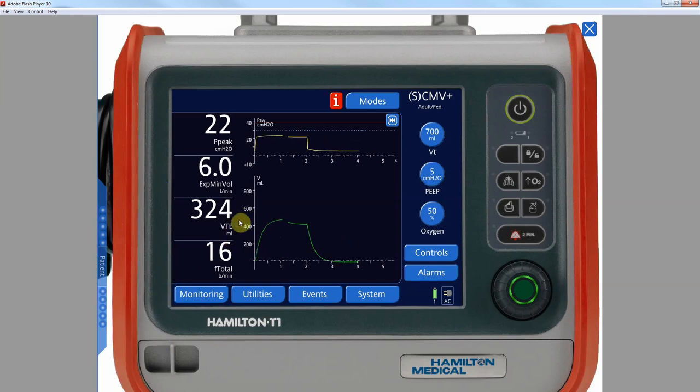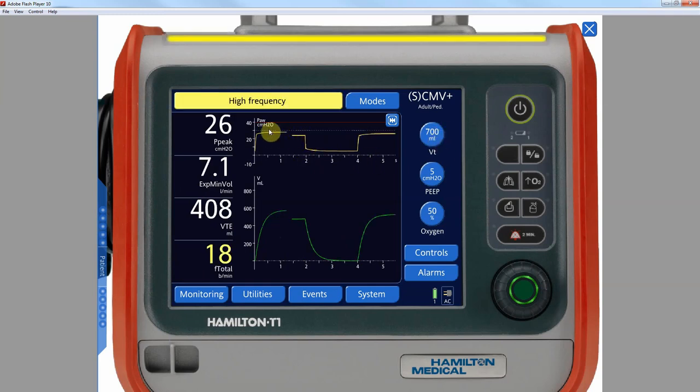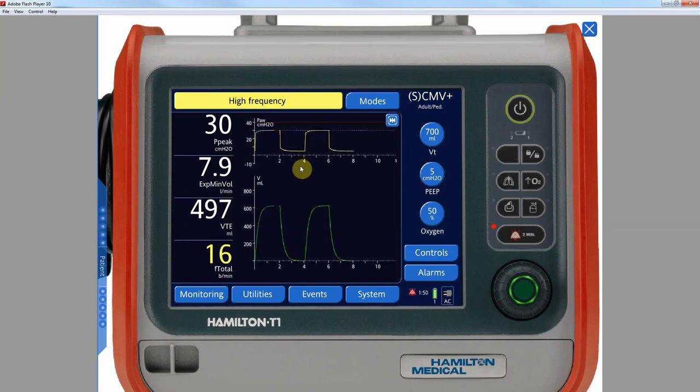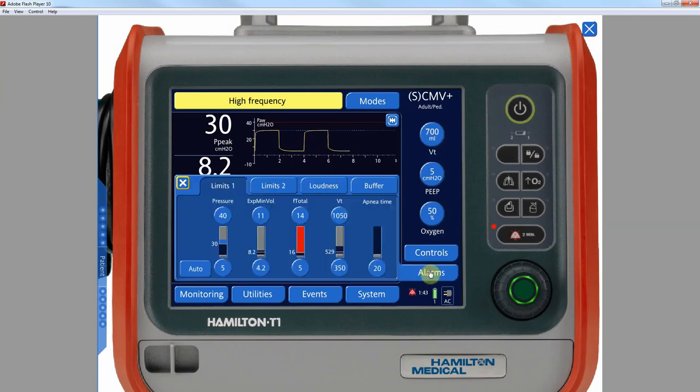So if we look at our expired tidal volume, it's about 324. It's not the 700 that we've set, but what the ventilator's doing is it's slowly increasing the pressure until it can give that tidal volume that we have set. And you can see the pressure slowly increasing. But we still might not be able to reach that tidal volume dependent on our pressure limit.